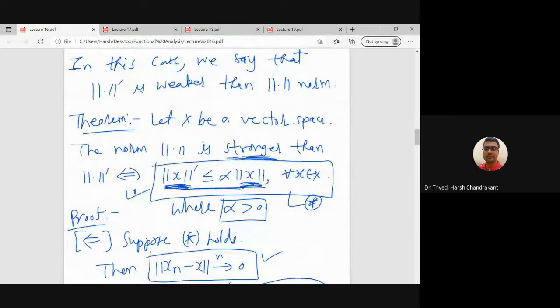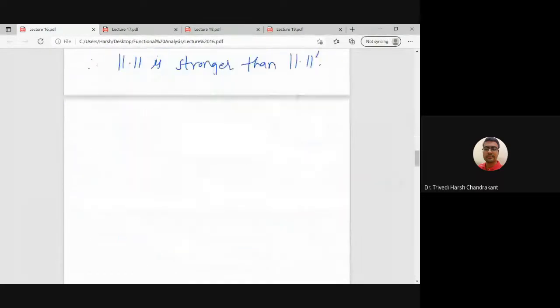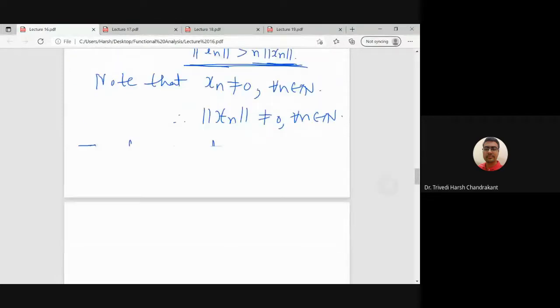And then we characterized the criterion for when a norm is stronger than another norm. For that we need to find a fixed positive number alpha such that the first norm is less than or equal to alpha times the second norm, for every element x in the vector space. So we discussed some examples over Rn.